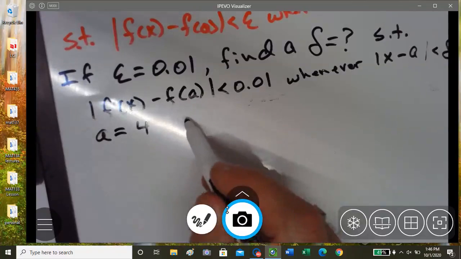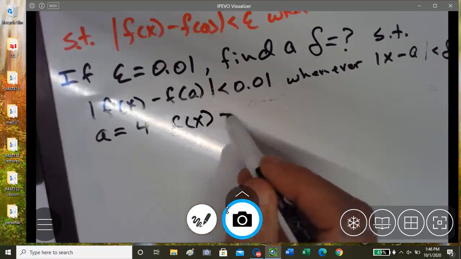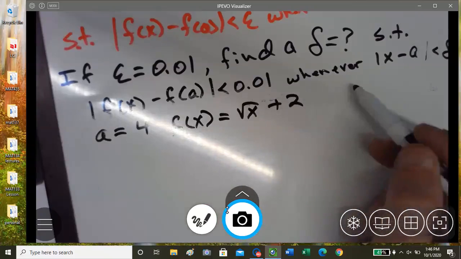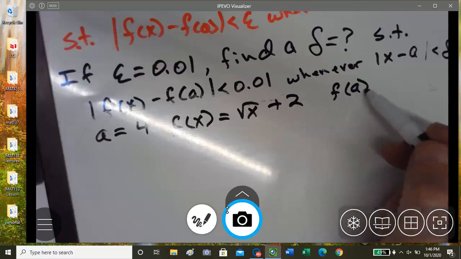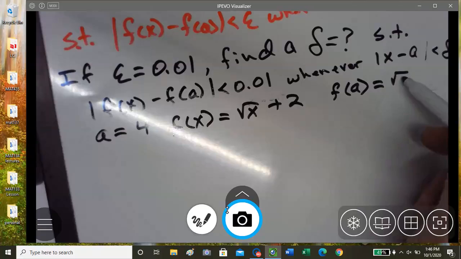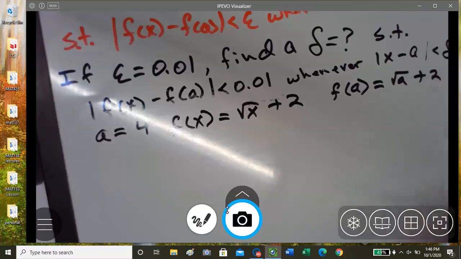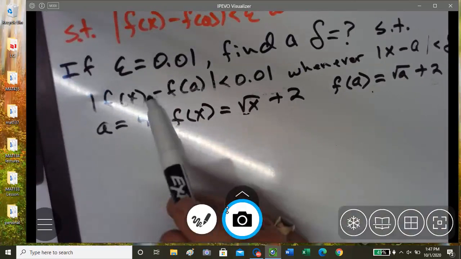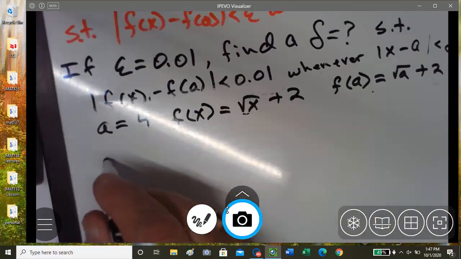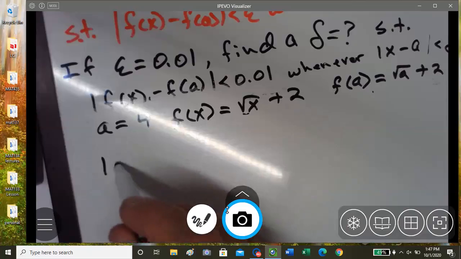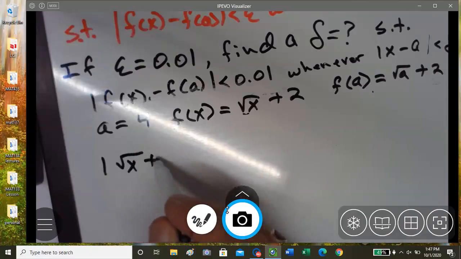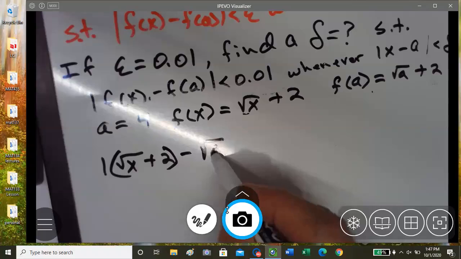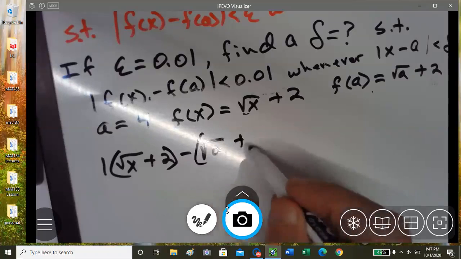So we have f of x equal to the square root of x plus 2, and f of a is equal to the square root of a plus 2. Now we can substitute these two functions into here. So that's going to be the square root of x plus 2, minus the square root of a plus 2, in parentheses.